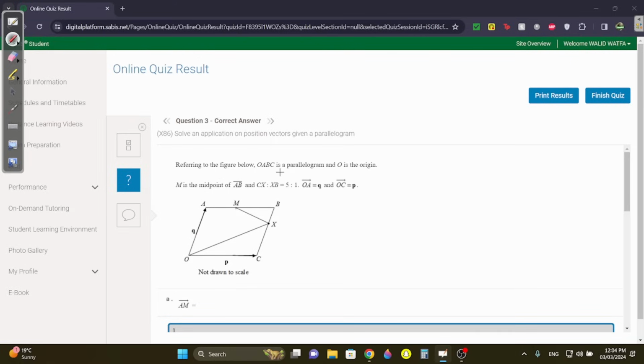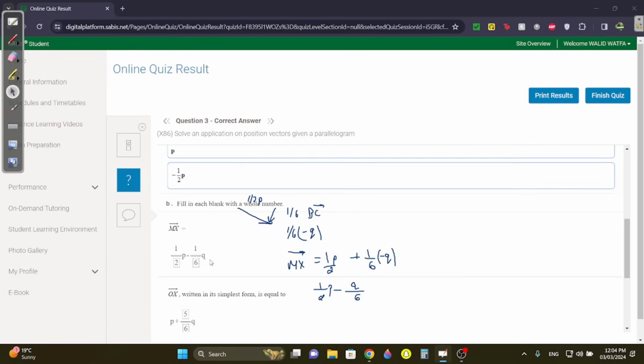We said we wanted MX, right? MX was MB, which is half P, sorry, and BX, which is 1 over 6 BC, which is actually 1 over 6 minus Q. So what is MX going to be? MX is going to be equal to half P plus 1 over 6 minus Q. Or you can rewrite this as half P minus Q over 6. It depends. All of these answers are acceptable. Let me see what they put here. Half P minus 1 over 6Q. Yeah, like this. They wanted half P minus 1 over 6Q, because this minus went to 1 over 6.